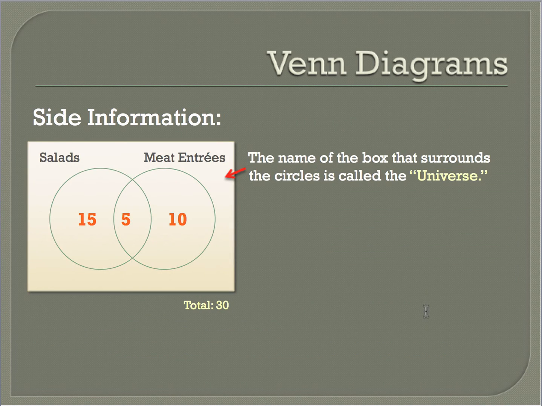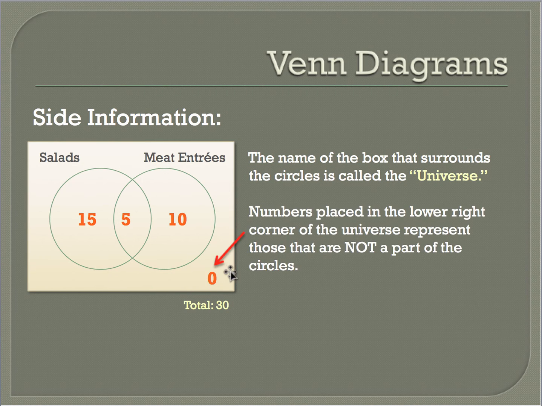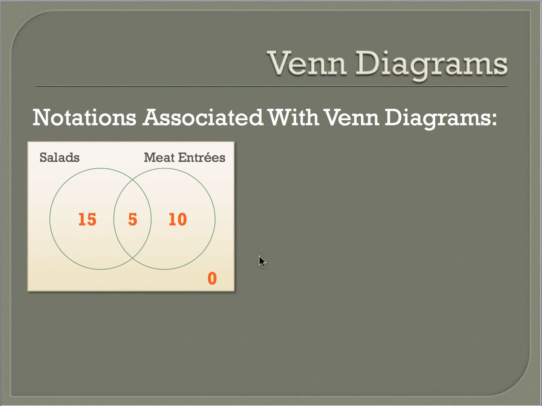All right, moving on. There are some other things you need to know about Venn diagrams. This big box that goes around the Venn diagram circles is called the universe. That encapsulates all the data that was collected for the survey. Next, sometimes there may be people that don't select any of these choices, salads or entrees, and that number would have to get placed down here. Now, if I had 30, these numbers here already add up to 30. That means I had nobody that selected neither, which is the value of the people that were not a part of either circle. Okay, moving on.